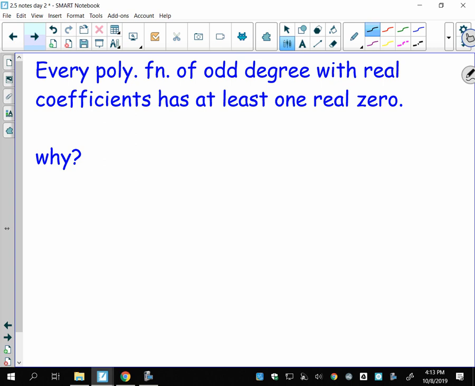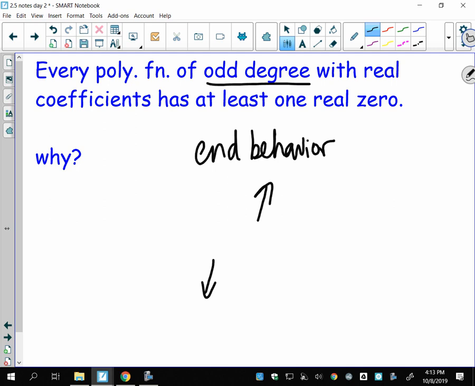I said every polynomial function of odd degree with real coefficients has at least one real zero. Tell me why that's true. And there's a couple reasons I think it's true. I always think it's true because of end behavior. What do we know about the end behavior of an odd degree function? We know one arrow points down and one arrow points up. So won't at some point, if one arrow points down and one arrow points up, it'll have to cross through the x-axis at some point.